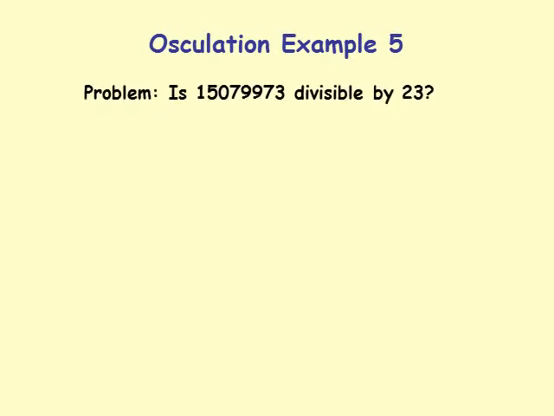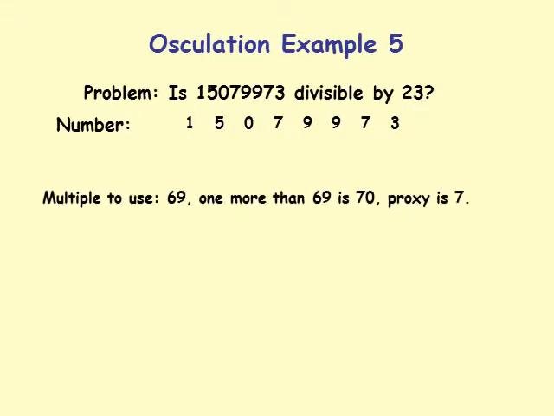Let's do another example. Is 15,079,973 divisible by 23? The number is 15,079,973. Now, divisible by 23, we use the multiple 69. 69 is 23 times 3. 69 ends in 9, and one more than 69 is 70, so the proxy we will use is 7.